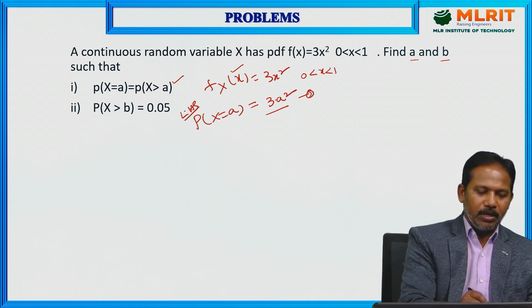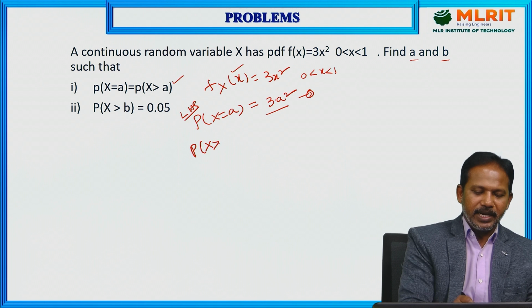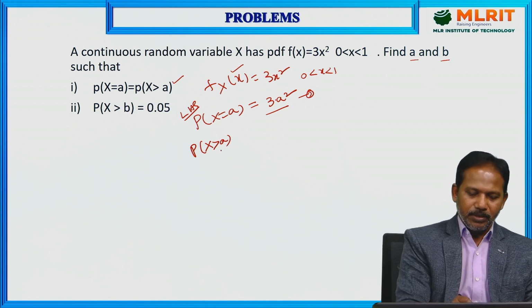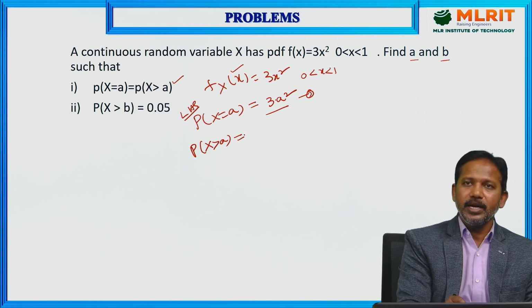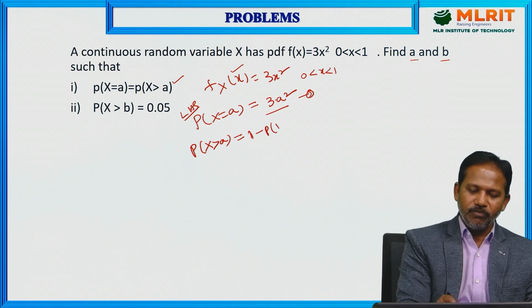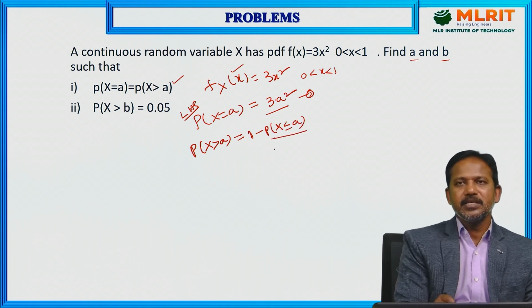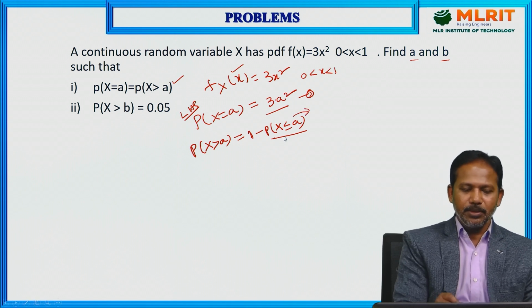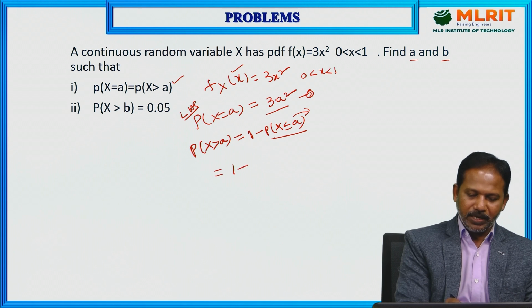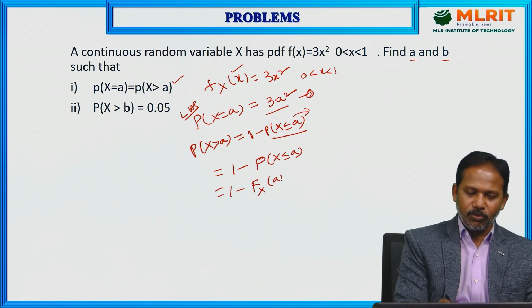Next, I need to find p of x greater than a. Here my lower limit will be taken as a, so I want to write it the reverse way also. P of x greater than a means I can write 1 minus p of x less than or equal to a. Here p of x less than or equal to a is related to the probability distribution function. That is, simply 1 minus capital Fx of a.